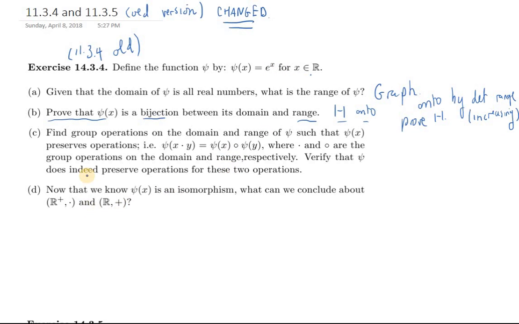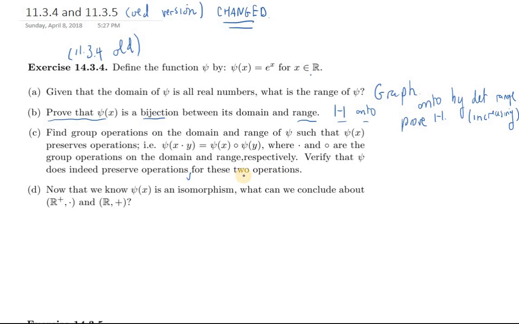All right, so part C. Find group operations on the domain and range of C such that C of x preserves operations. That is, C of x dot y equals C of x circle C of y, where dot and circle are the group operations of the domain and range respectively. So verify that C does indeed preserve operations for these two operations.